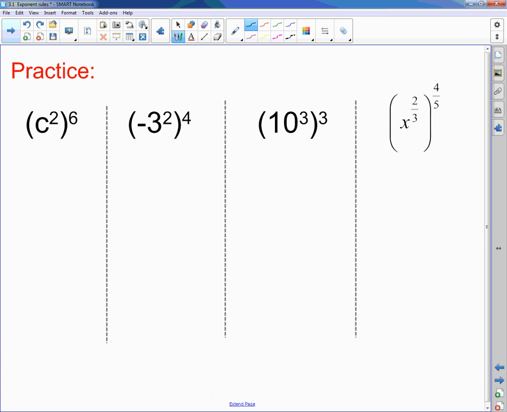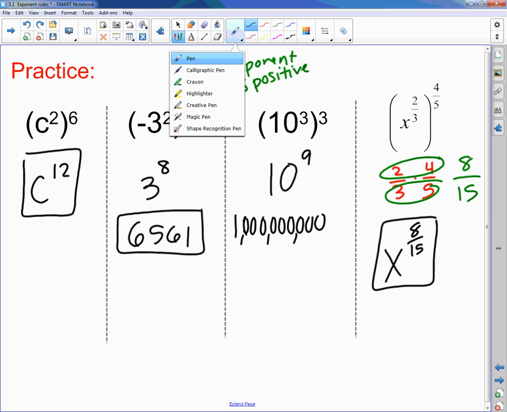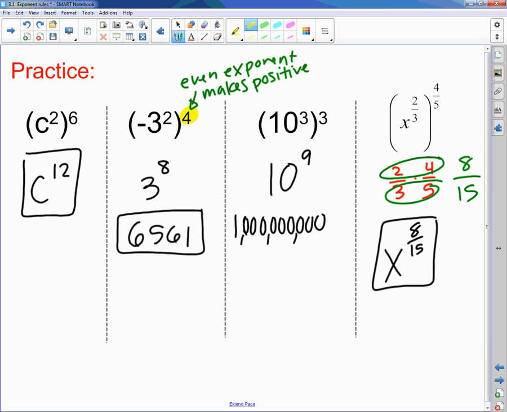All right, go ahead and practice. Pause the video for just a minute so you can think these through on your own before you check your answer. Okay, go ahead and check your answer there. Notice that second one, the negative is inside the parentheses, so it is being raised to the 4th power, and that's an even exponent, so your answer will be positive because this negative is going to go away since it's an even exponent.